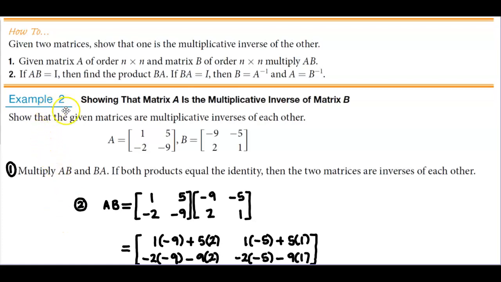Okay, for example number 2, we want to show that the matrix A is a multiplicative inverse of matrix B. So how do we go about this? Well, if we're given two matrices, we want to show that one is the multiplicative inverse of the other.